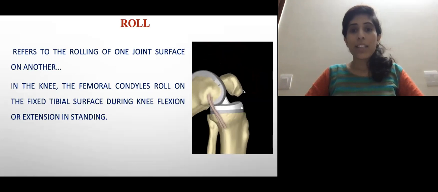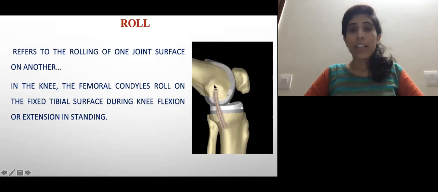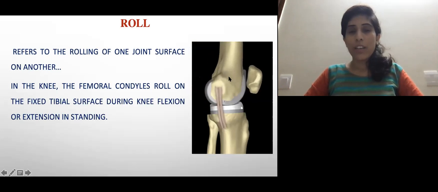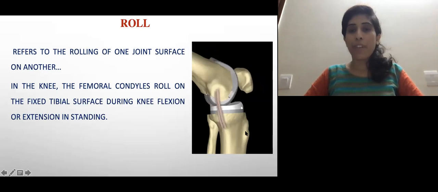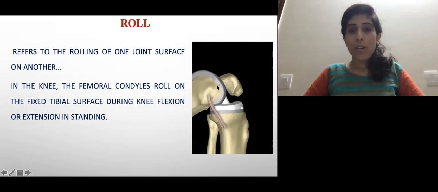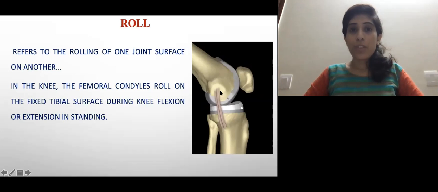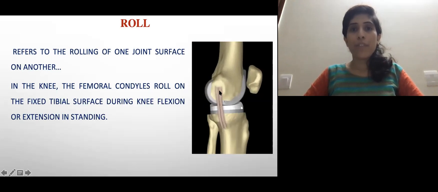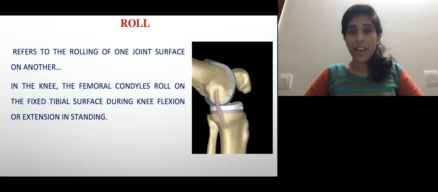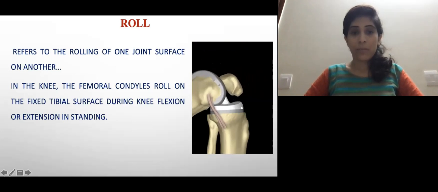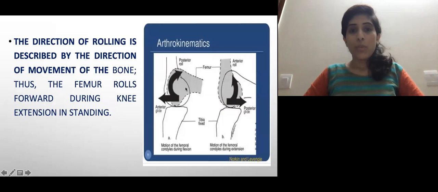Here we have taken the example of a closed kinematic chain, that is the squatting motion. During the squatting, the femur will move, and the tibia will be fixed. So the femoral condyles roll in the posterior direction during flexion and in the anterior direction during extension. In this diagram, you can see this arrow is indicating the rolling direction. So during flexion, the roll is in the posterior direction, whereas during extension, it is in the anterior direction.